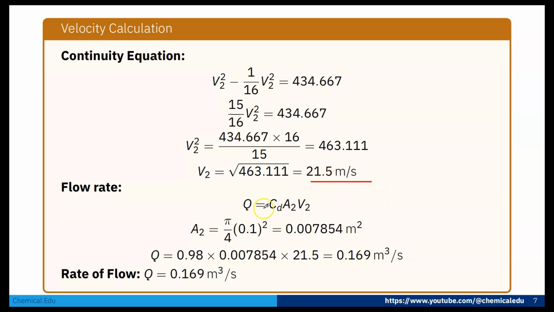Now if I know V2, we can easily calculate flow rate. So Q will be CD A2 into V2. CD is given as 0.98. A2 we have to calculate: pi by 4 into 0.1 whole square, so that is 0.007854, and V2 is 21.5. So finally Q will be 0.169 meter cube per second. So the rate of flow Q is equal to 0.169 meter cube per second. That's it. Thank you.